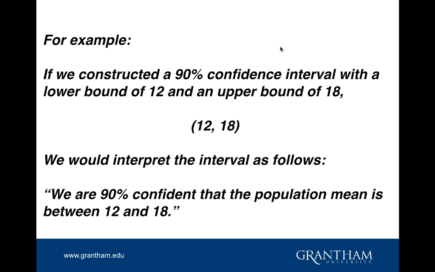So let's look at another example. Say we have constructed a confidence interval with a lower bound of 12 and an upper bound of 18, so we have an interval of 12 comma 18. 12 is the lower bound and 18 is the upper bound. If we're doing a 90% confidence interval, it means that we're 90% confident that the population mean is between 12 and 18, that this interval is one of the intervals that contain the mean.